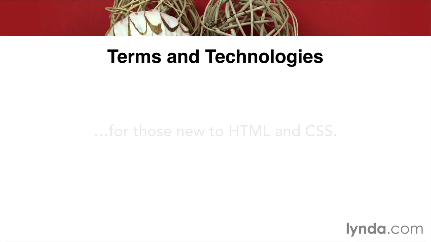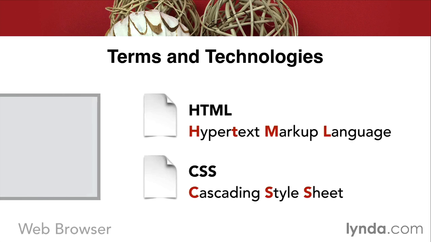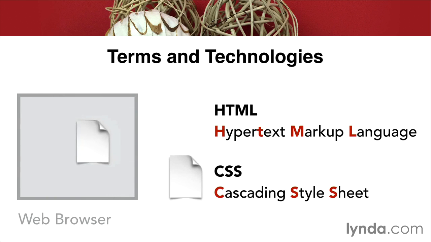Now, if you're new to HTML and CSS, I want to take a few minutes here and talk about the terms and technologies we'll be using throughout this course. Now, HTML is an acronym for Hypertext Markup Language, and CSS is an acronym for Cascading Style Sheet. In this course, we'll be creating an HTML file and a CSS file, and these will be two separate files. And it's the HTML file that's loaded in the browser.